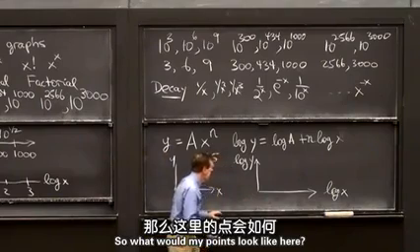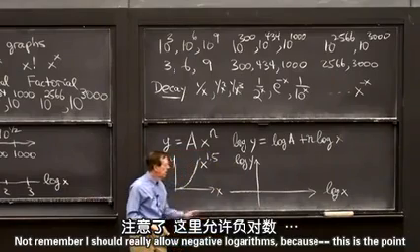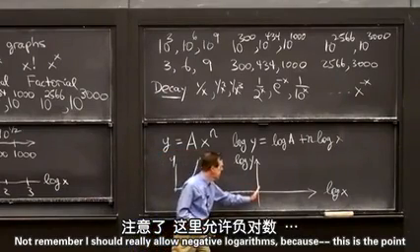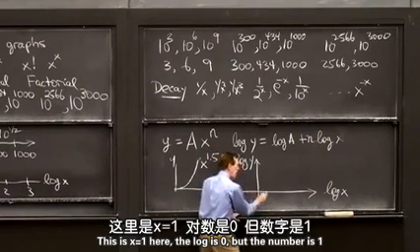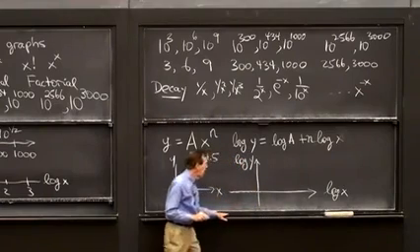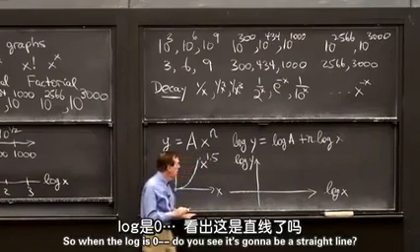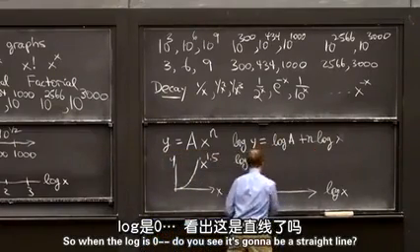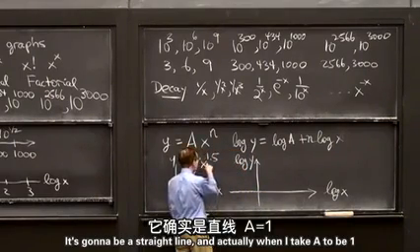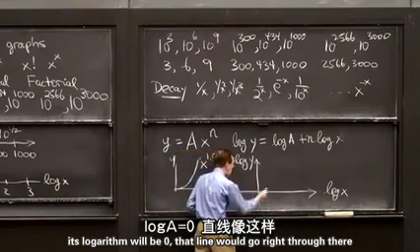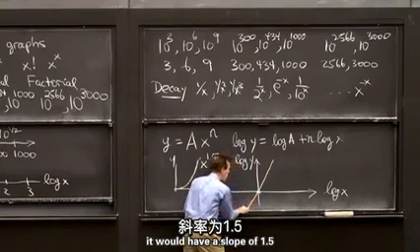So what will my points look like here? Now remember, I should really allow negative logarithms, because x could be less than 1. This is x equals 1 here. The log is 0, but the number is 1. So when the log is 0, it's going to be a straight line, and actually when I took a to be 1, its logarithm will be 0. The line would go right through there. It would have a slope of 1.5.